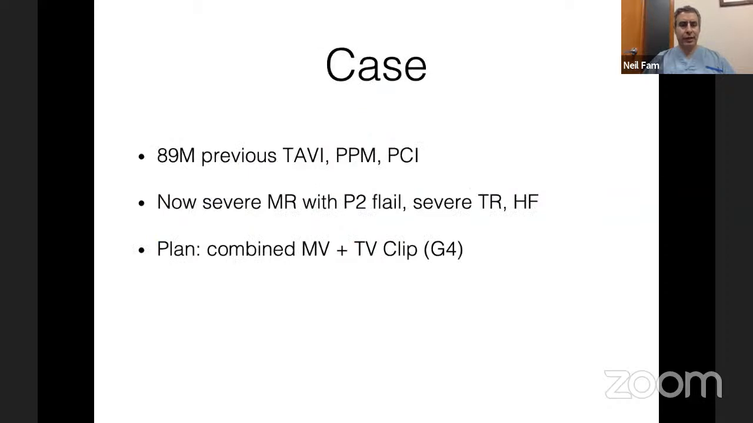So we'll share a case, a typical patient that we would treat: an 89-year-old gentleman with previous TAVI and pacemaker. He has both severe MR due to P2 flail and severe TR and heart failure. So the approach we take at St. Michael's is to do combined intervention in such patients, particularly when they're elderly.